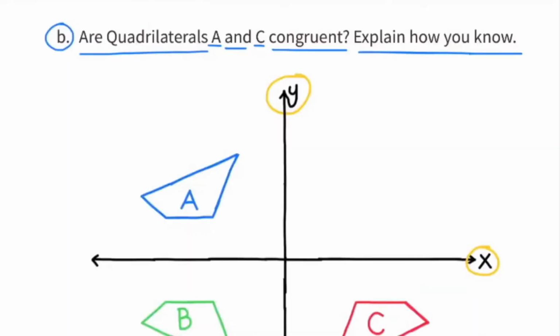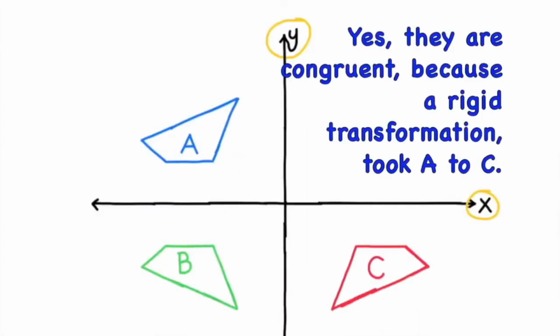B. Are quadrilaterals A and C congruent? Explain how you know. Yes, they are congruent because a rigid transformation took quadrilateral A to quadrilateral C.